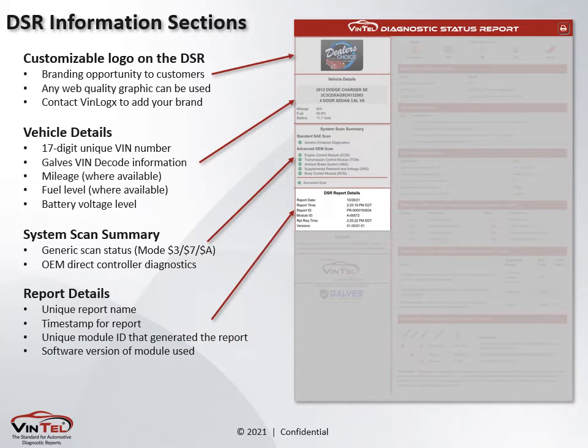The final section contains information about the generation of this report. Each time a vehicle is scanned with the VinTel module, a unique report ID is created and stored in perpetuity. The time the report was generated, the location of the report, the unique report ID, and the unique module serial number, which can be specifically assigned to a person, if need be, is all shown in the report details section.